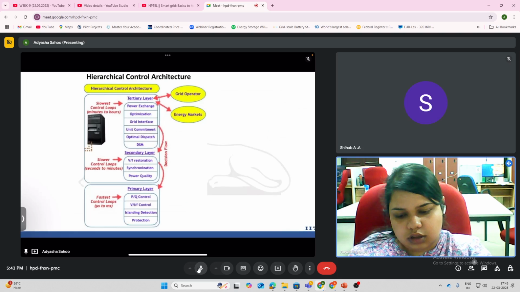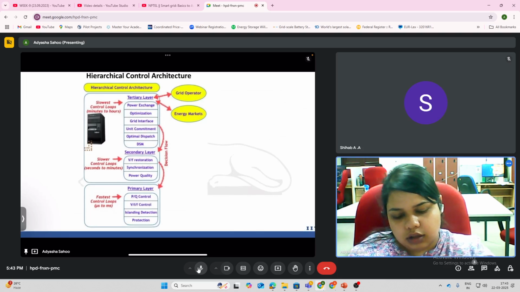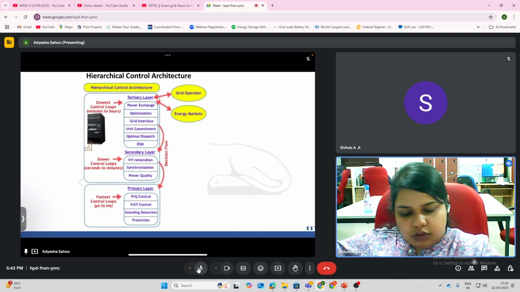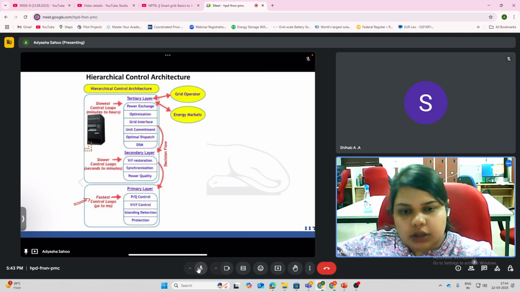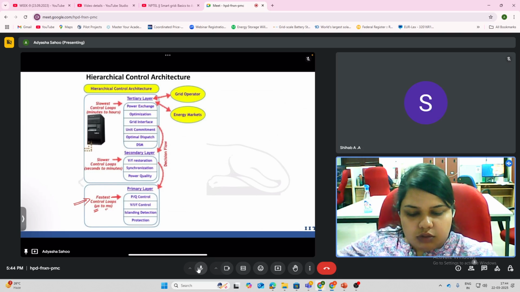So if you see the hierarchical control architecture, the primary control, this is the fastest. This is the primary one. And the operating time is between microsecond to millisecond. So here the type of control you are doing is either PQ control, VF control, island detection, or protection.